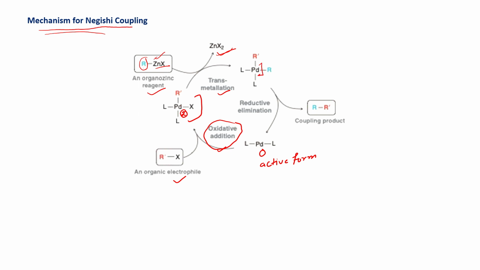And the final step is reductive elimination. Your palladium ligand will come out and R and R prime will make a bond, and the coupling product will come out. So this is the mechanism of the Negishi reaction.